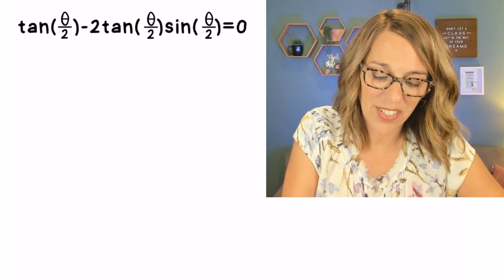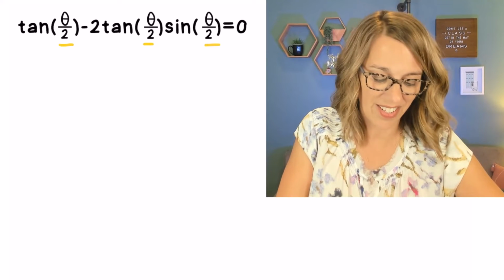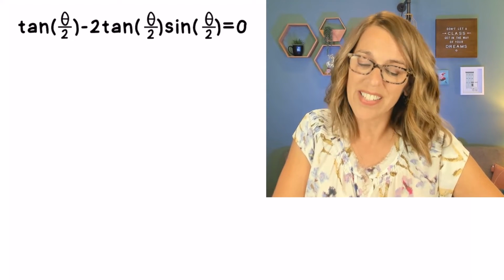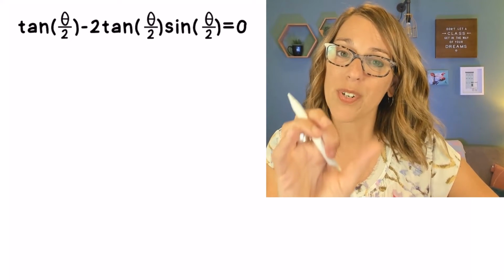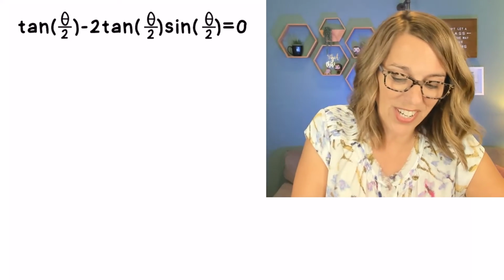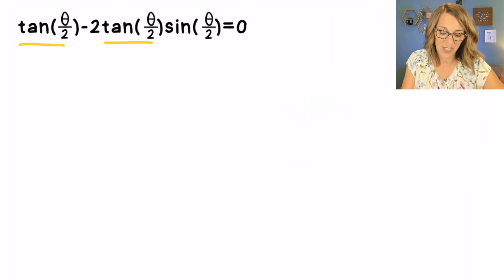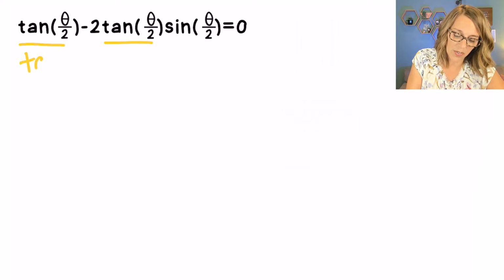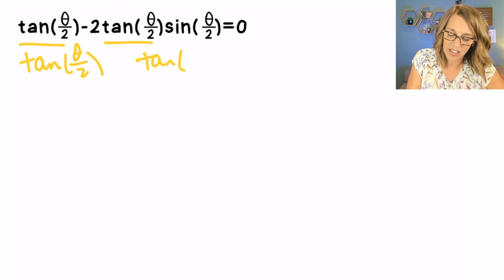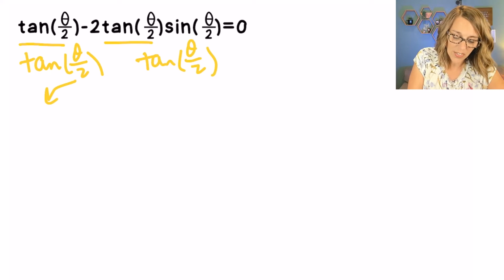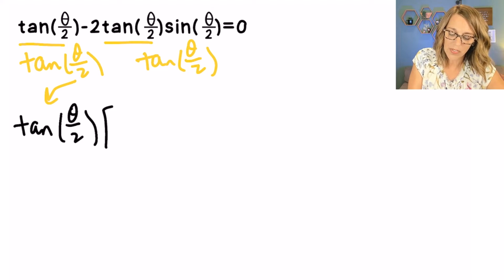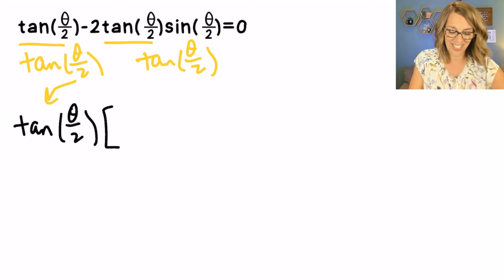Next up is this one, and I noticed that I've got these multiple angles of theta divided by 2. Well, I want to isolate this, but because I have a couple of terms in this expression, I'm actually going to end up factoring out this common tan theta divided by 2. So as I factor that tan theta divided by 2, I'm really dividing it off of both of these terms, so tan theta divided by 2, and I'm going to factor that out in front of parentheses. So we get a tan theta over 2, and then inside I'm going to put these in square brackets so it's a little easier to see where I've been.